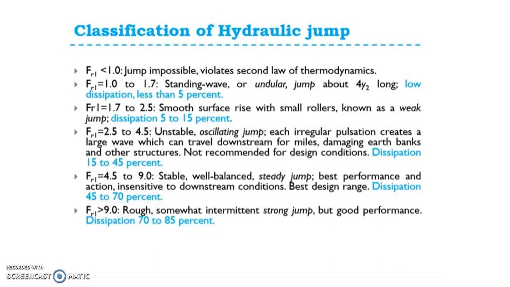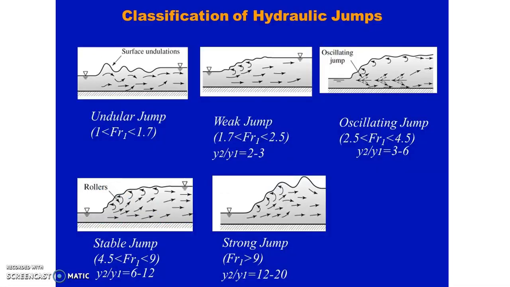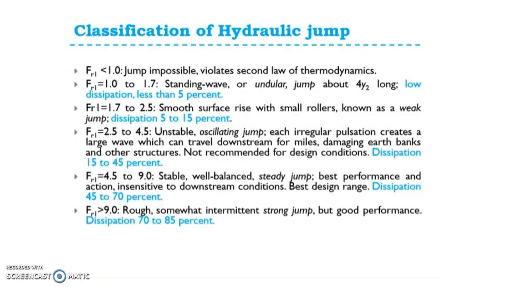And if Froude's number is equal to 1, or if Froude's number lies between 1 to 1.7, we call it a standing wave, or the jump is known as undular jump. The undular jump is the one where Froude's number lies between 1 to 1.7. It is very weak, and the extent of energy dissipation is less than 5 percentage.